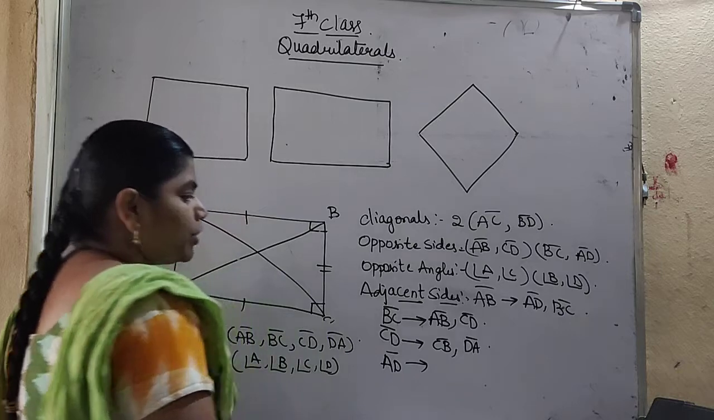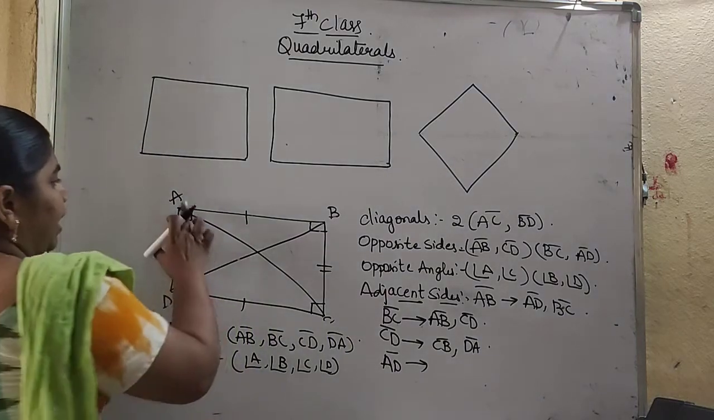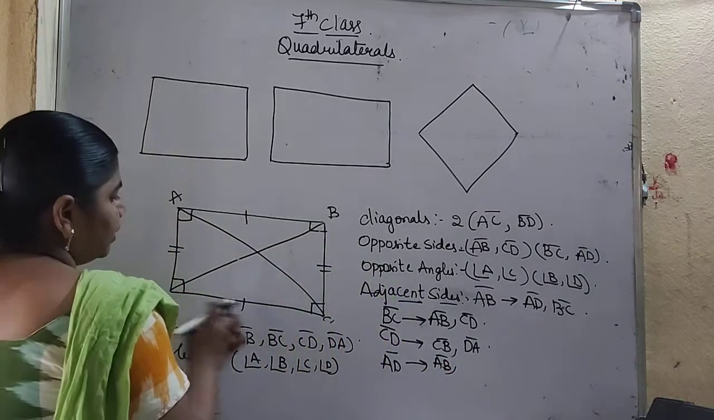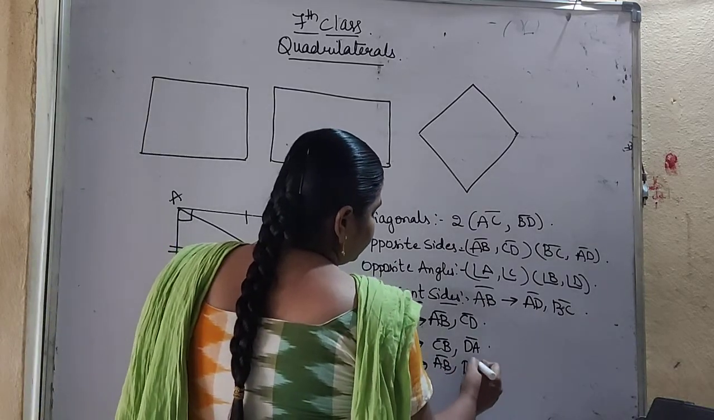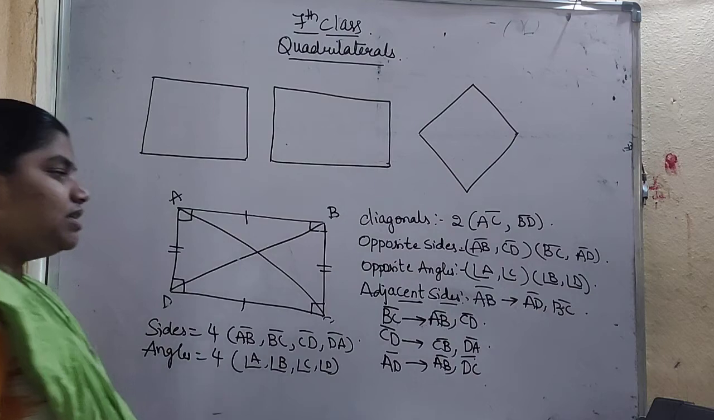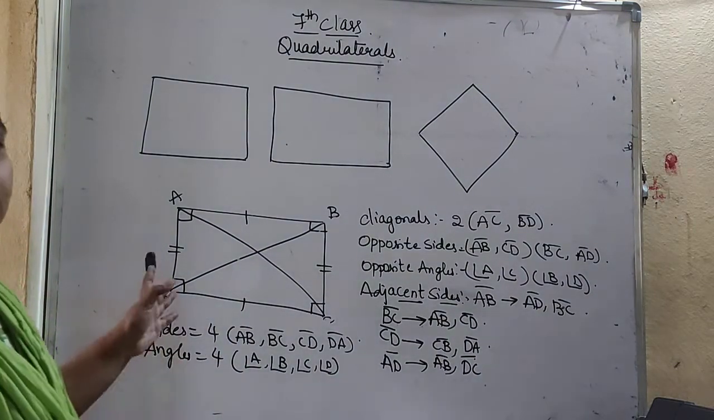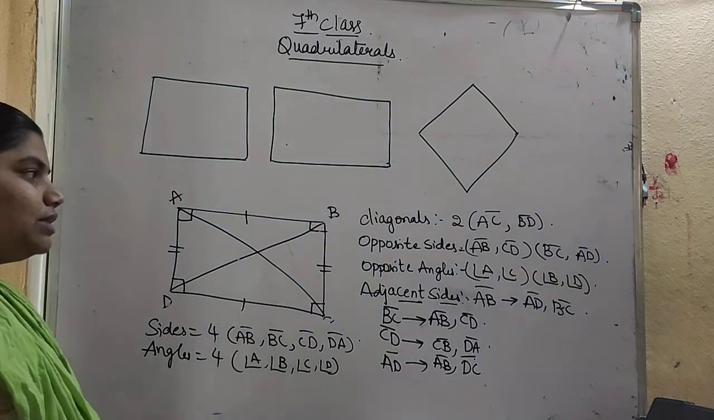For this AD, what are the adjacent sides we have to see? AB is adjacent as well as DC are adjacent. So these are the adjacent sides in the given rectangle, in the given quadrilateral. Now these are the adjacent sides.